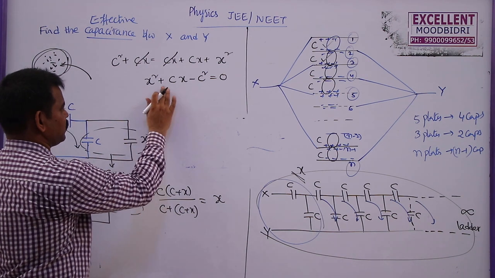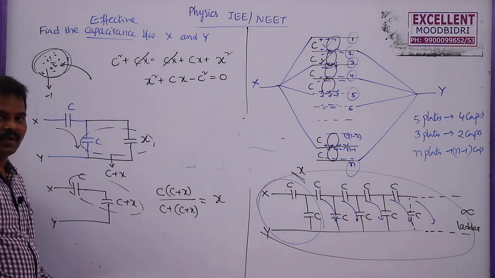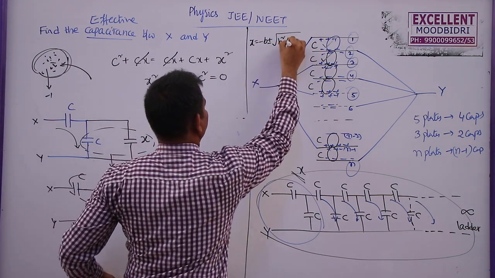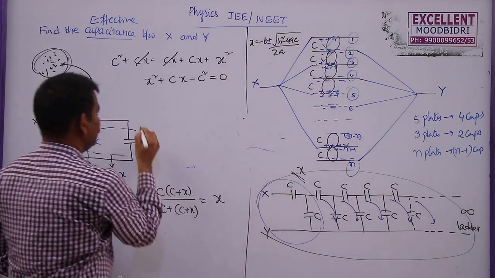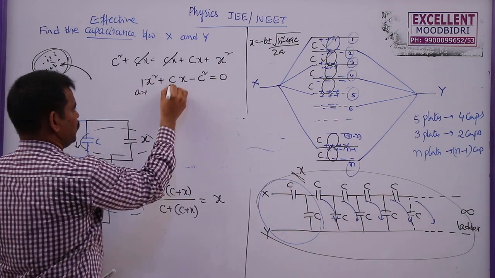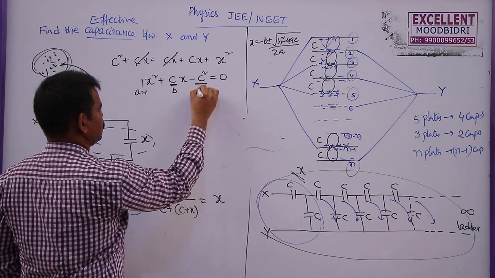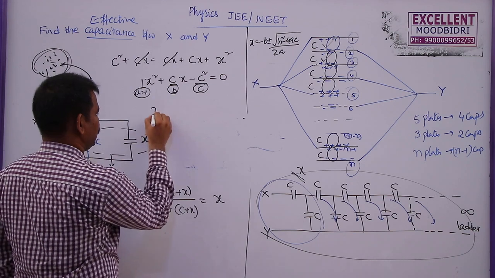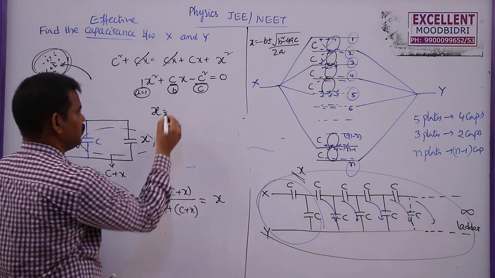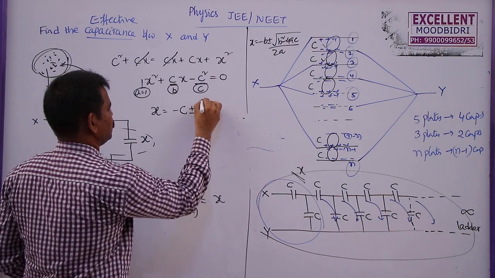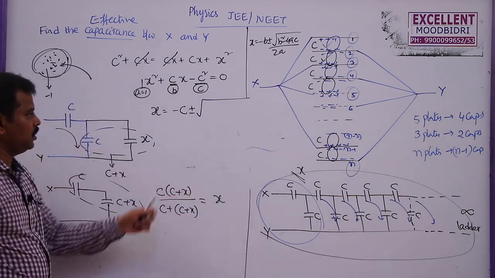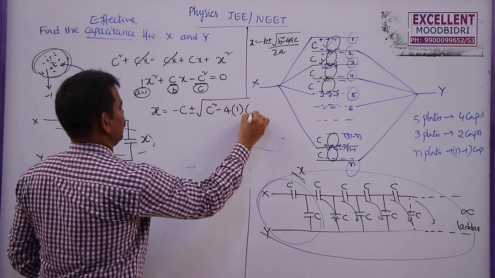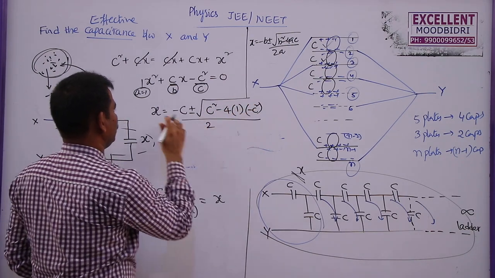This is in the form of Ax square plus Bx plus C. So how to find the X value? We have this formula: X is equal to minus B plus or minus root over B square minus 4AC, by 2A. So here A is equal to 1, B is equal to C, and C is equal to minus C square. So I want this X value, which is equal to minus B, that is minus C, plus or minus root over B square minus 4AC, by 2 into 1, that is 2.